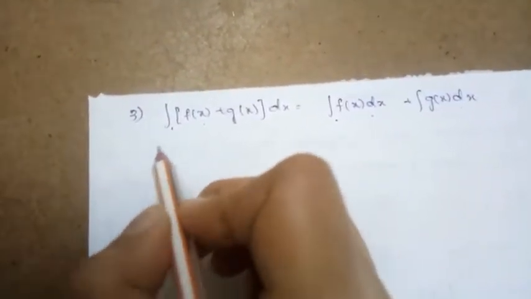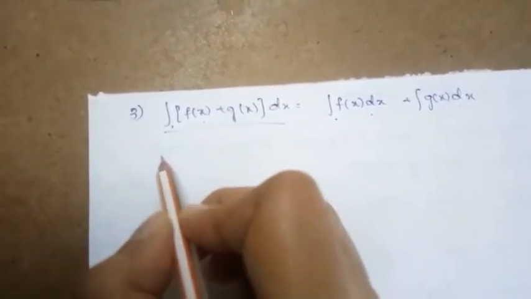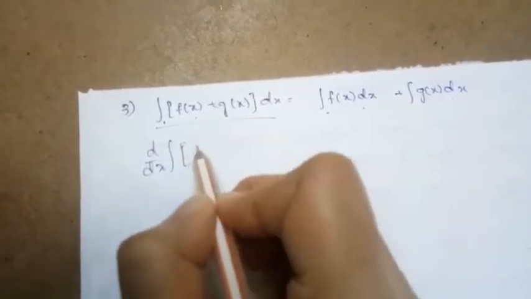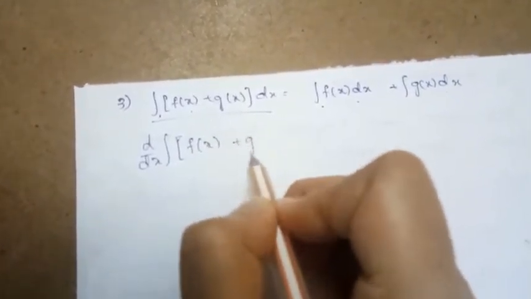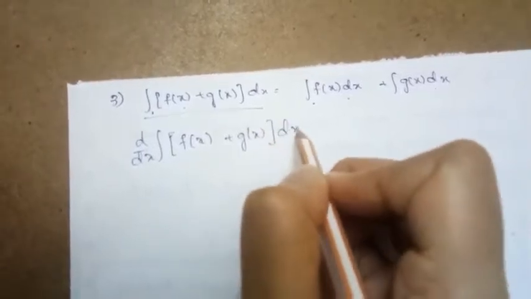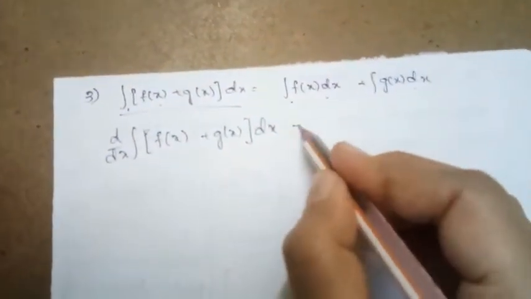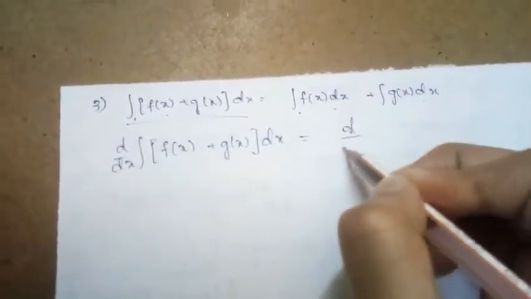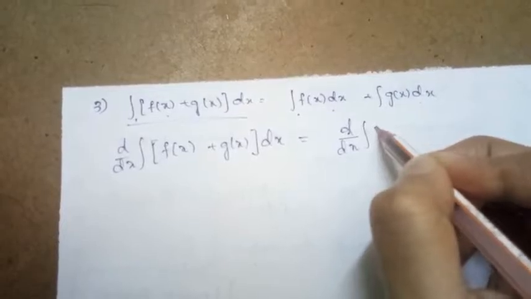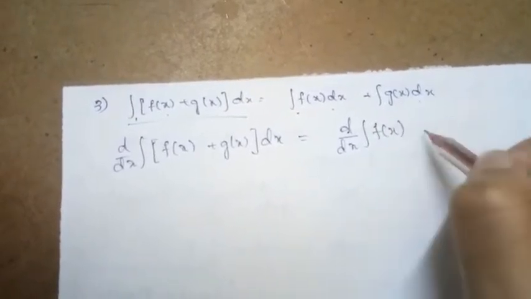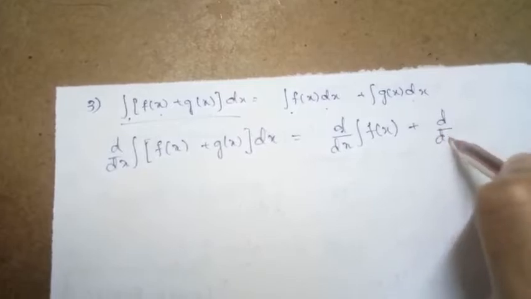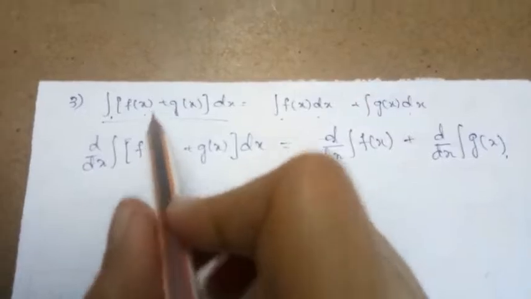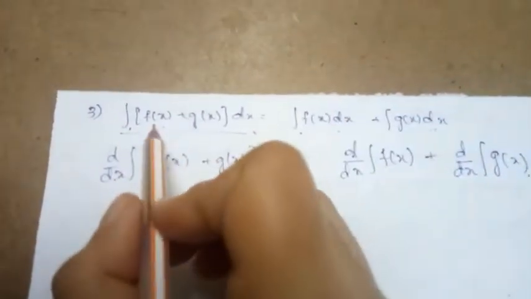Suppose I consider the LHS and differentiate on both the sides, that means d by dx of the integration of f of x plus g of x dx. So differentiating the LHS, since by the algebra of derivatives we know that it becomes d by dx of the integration of f of x plus d by dx of the integration of g of x. So I have differentiated on both the sides.